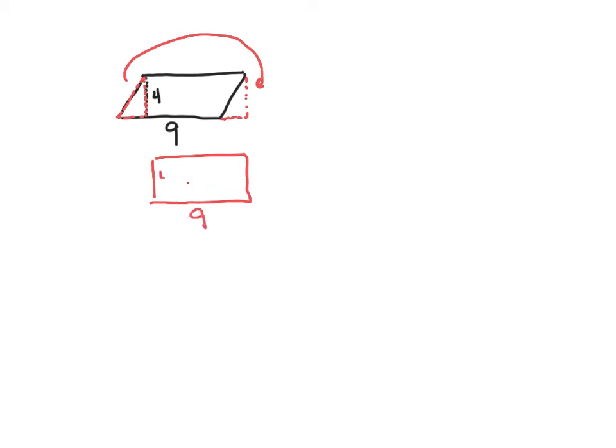I have a rectangle that has a base of 9 and a height of 4, or a length of 9 and a width of 4. Because that works on all parallelograms, your formula for finding the area of a parallelogram is basically the same as finding the area of a rectangle. Only we use different words, because we're finding the height now instead of the width, as when it was just a rectangle.